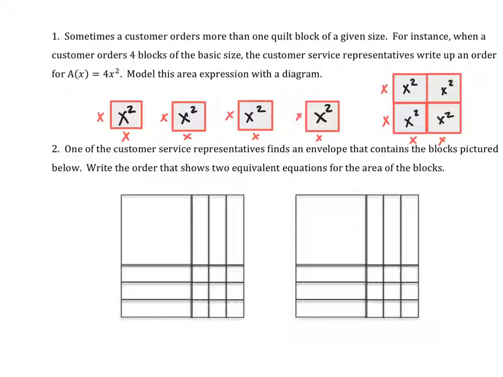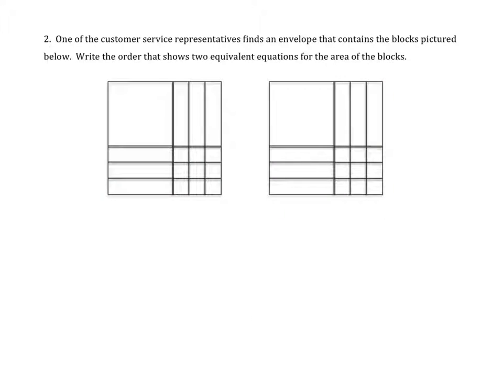I'm going to move some things up so we have more room for this. Okay, so here we go. So one of the customer service representatives finds an envelope that contains the blocks pictured below. Write the order that shows two equivalent equations for the area of the blocks.